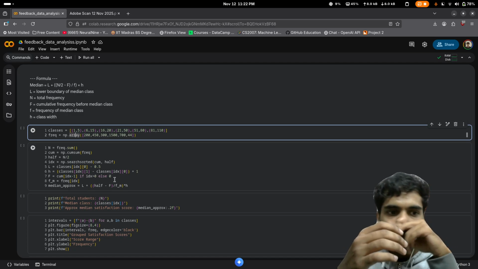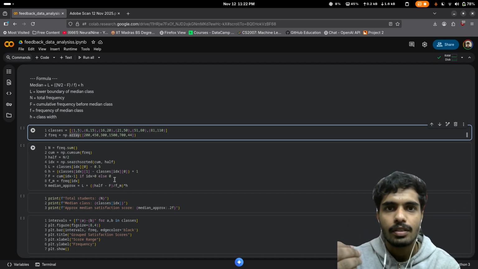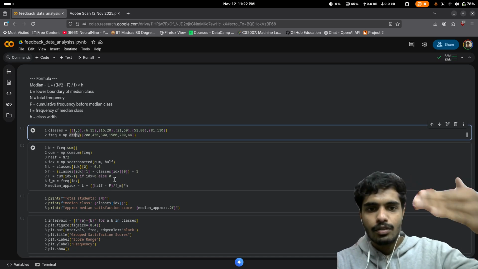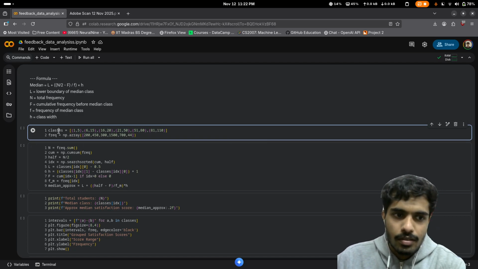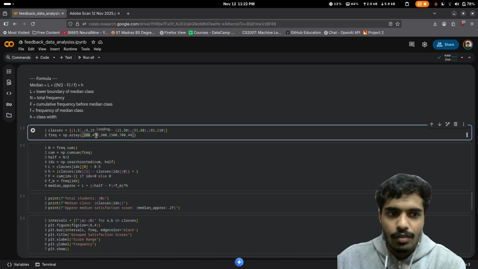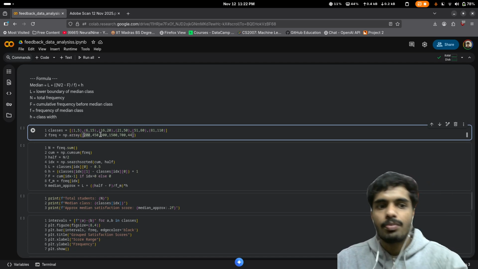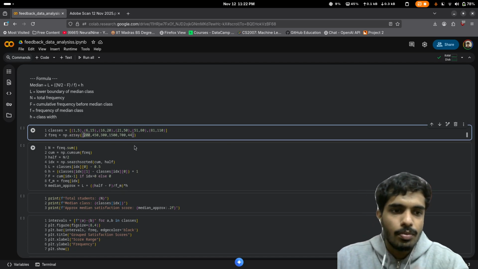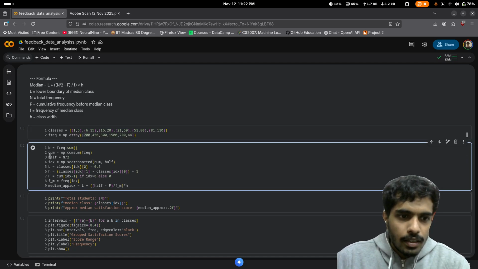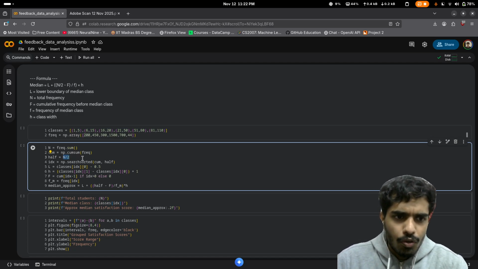the cum is the cumulative sum of the frequency. Basically, it keeps adding the frequencies as it goes down, creating another column in the classes and frequency table. The first value will be 200, the second will be 200 plus 450, which is 650, and so on, right? So that is the cumulative frequency. The half is basically the middle point of this data set, right?